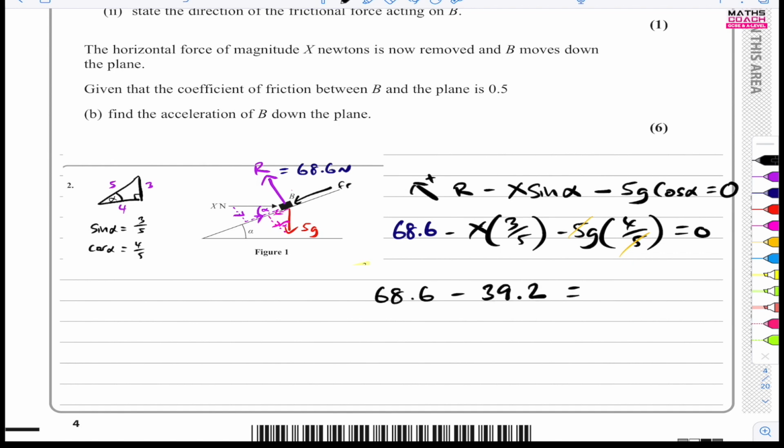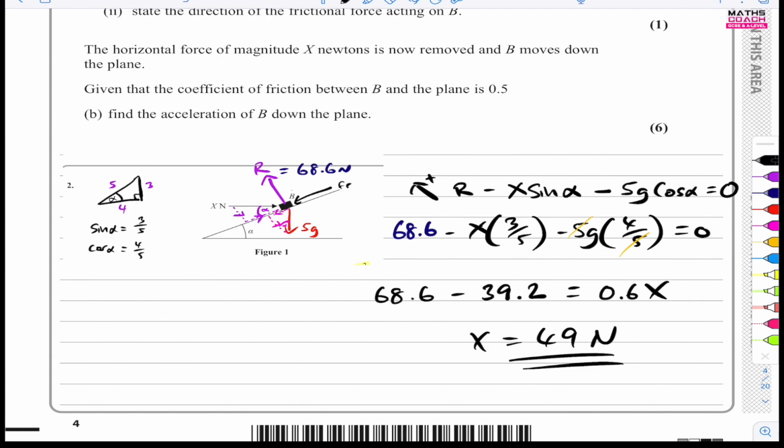And on the other side, we take the X over to the other side. Now, 3 over 5 is 0.6, so it's going to be 0.6X. Now we just take these away, as it says to do, and then divide by 0.6, and we've got X. So X will be equal to 49 newtons. We've got X. But we were asked to find the frictional force, which is F of R.